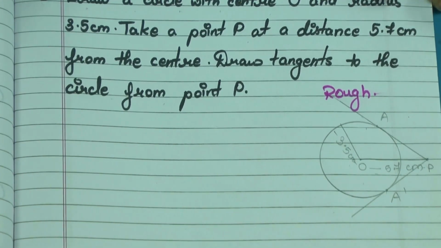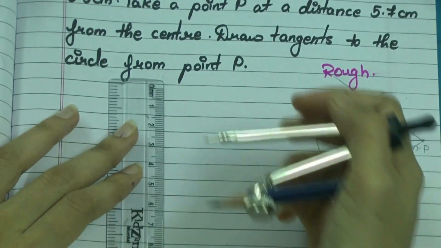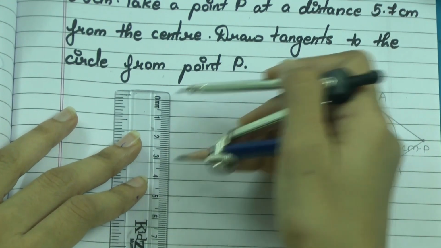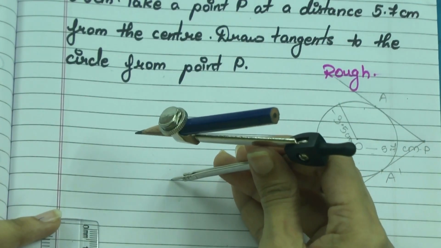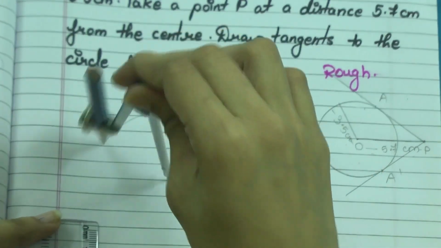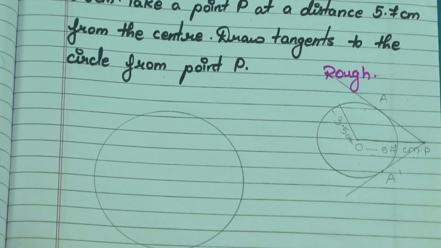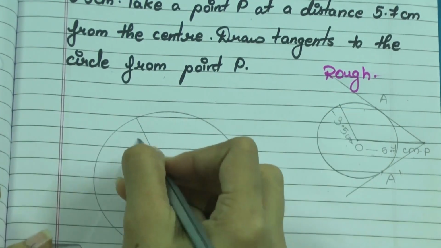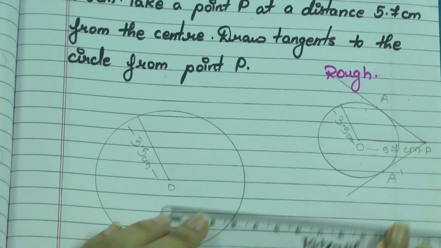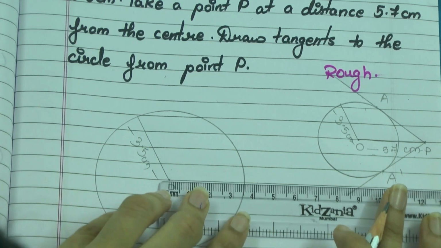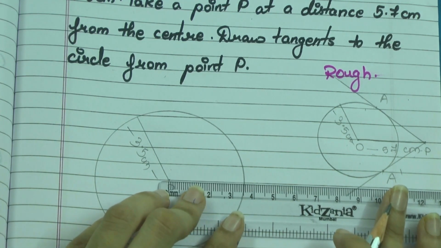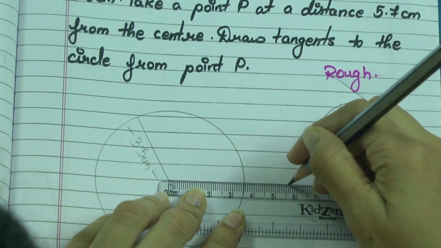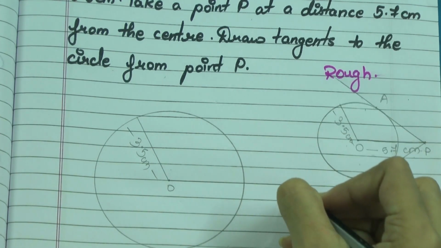So take the scale and the pencil and measure the distance 3.5 centimeter. Mark the center, draw a circle, mark the center as O, and mark the radius 3.5 centimeter. Now take a point P as per the rough diagram, and that point is 5.7 centimeter away from the center. Label it as P.